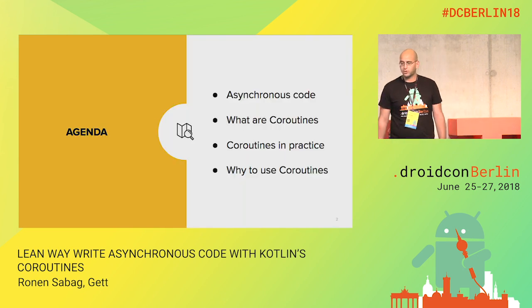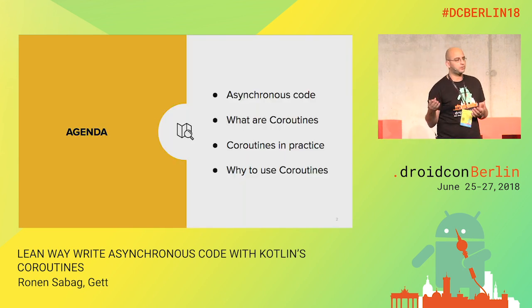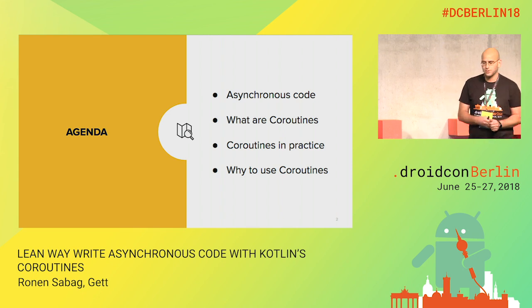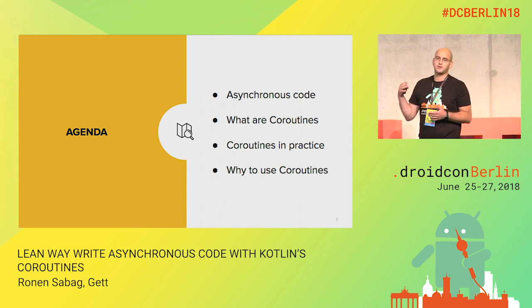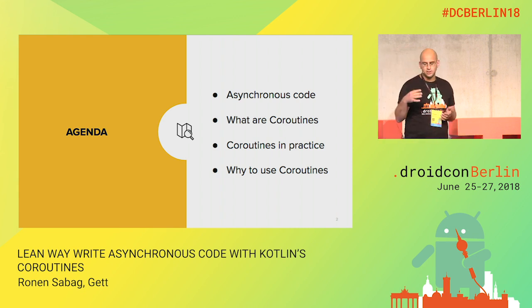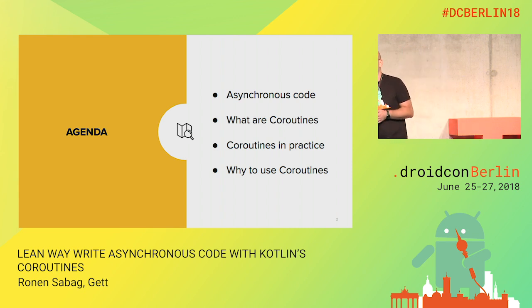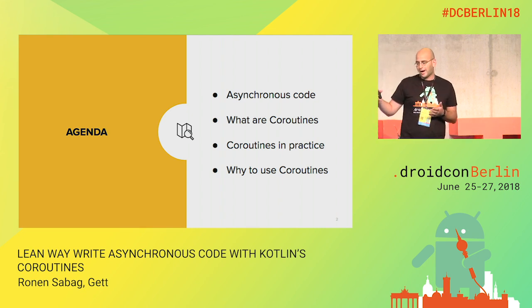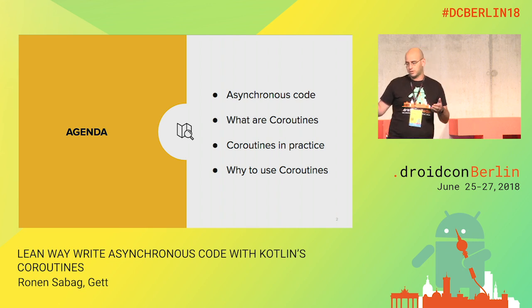And today we're going to talk about asynchronous code with Kotlin coroutines. So first of all, we're going to discuss and put all of us on the same page about what I mean by async code. After that, we're going to discuss a bit what coroutines are. We're going to see coroutines in practice. And in the end, we're going to sum it up with why we need to use coroutines.